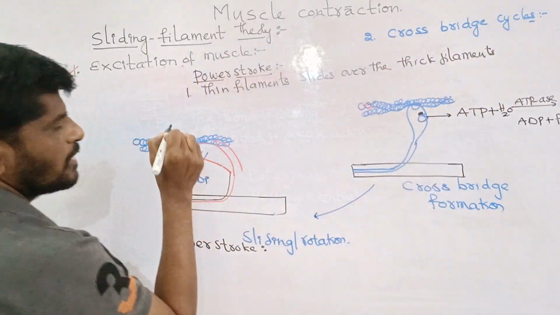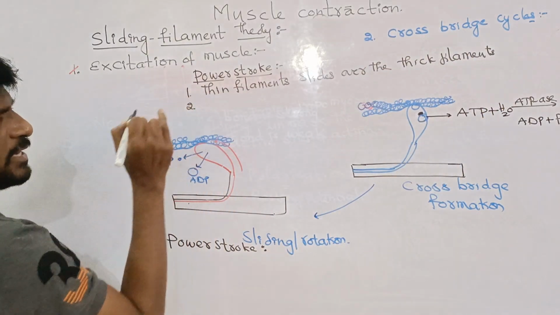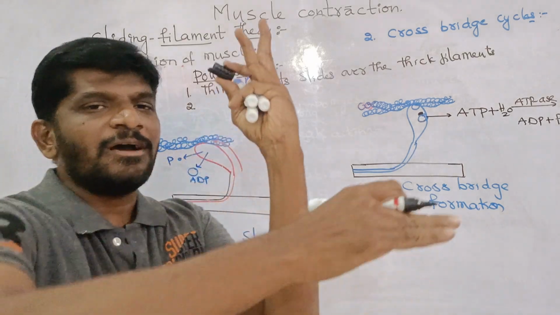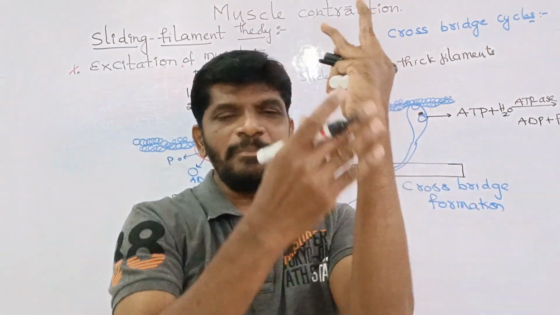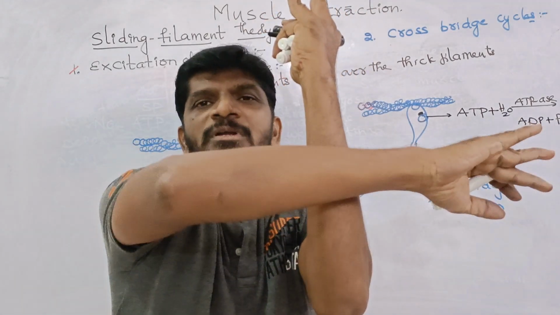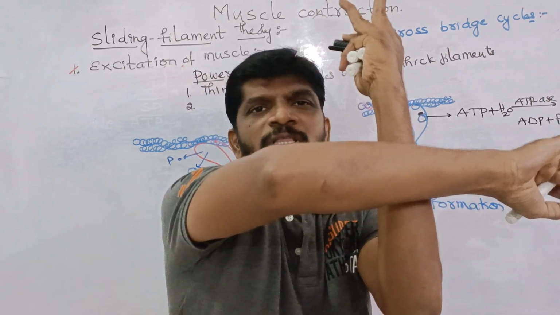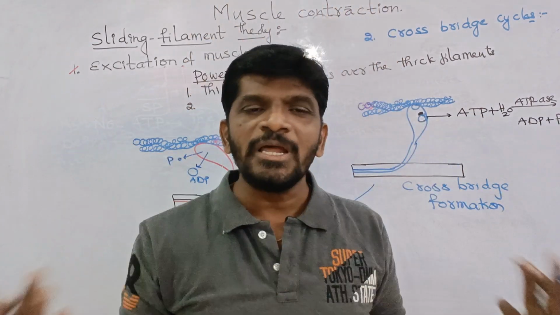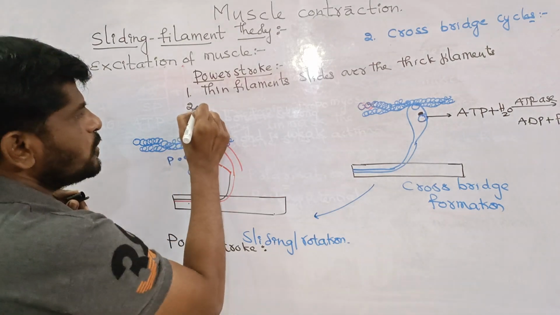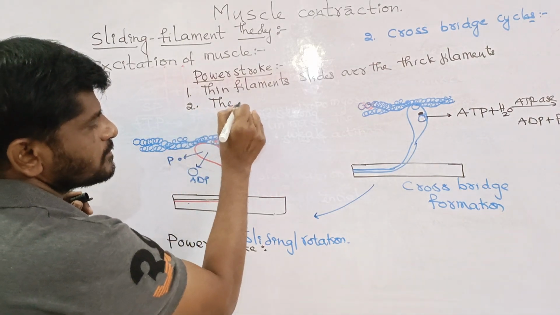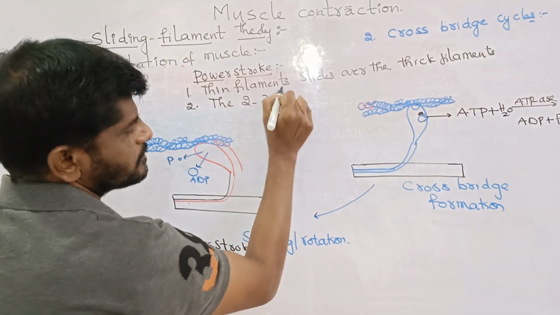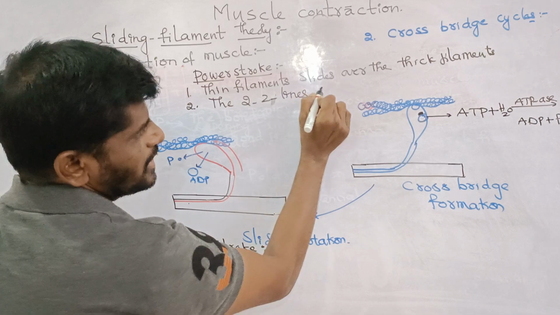When the thin filaments are sliding over the thick filament, the thin filaments are attached to the Z line. The Z line is a zigzag, zebra-like, elastic line. When the thin filaments slide, the Z line also slides, also coming to here. Therefore, during the power stroke, the two respective Z lines come near.